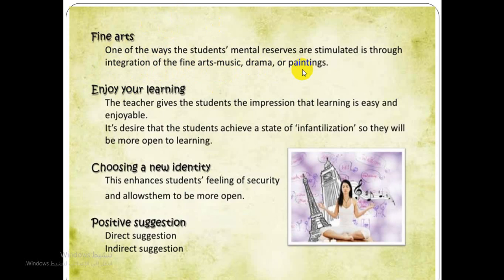Enjoy your learning: the teacher gives the students the impression that learning is easy and enjoyable. How can this happen? For example, using visualization, students are asked to close their eyes and concentrate on their breathing, then the teacher describes a scene in detail so that the students think they are really there. When the scene is complete, the teacher asks students to slowly open their eyes and return to the present. This can be done just before students write a composition in order to activate their creativity.